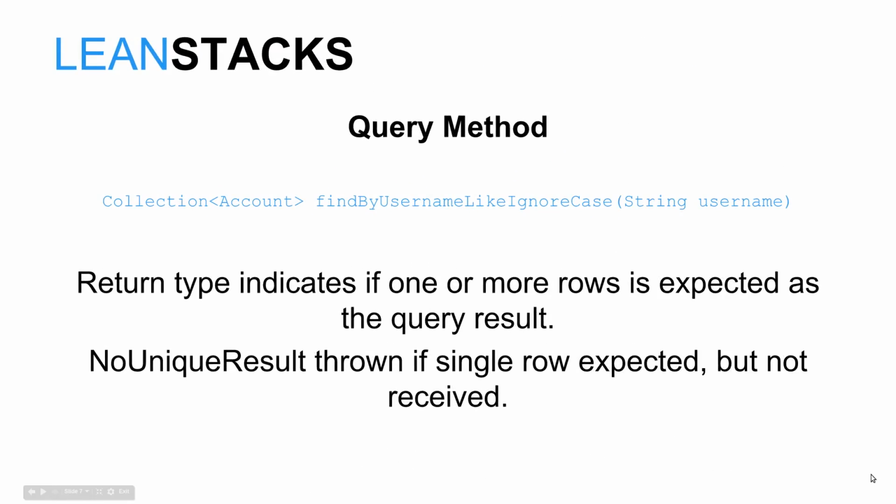The method return type indicates if one or more rows is expected to be returned by the query. A JPA exception may be thrown if an unexpected number of rows are found.